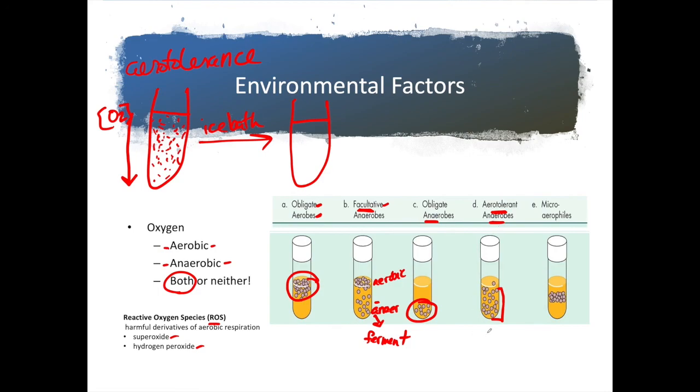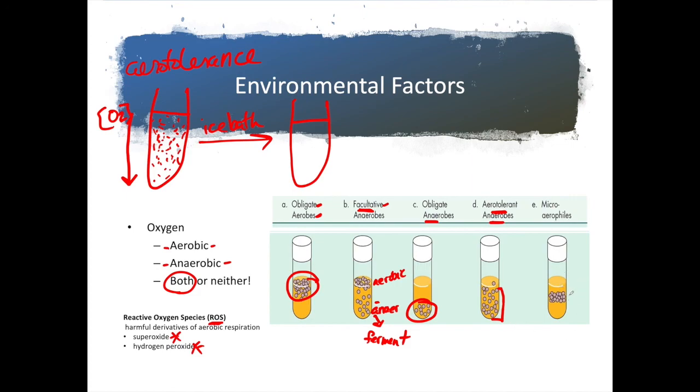An aerotolerant organism cannot switch its metabolism. It is strictly anaerobic. It can just carry out anaerobic metabolism in the presence of some or low levels of oxygen. So these guys oftentimes produce enzymes that will destroy these free radicals, the superoxide and hydrogen peroxide, in order to survive in that low oxygen environment.